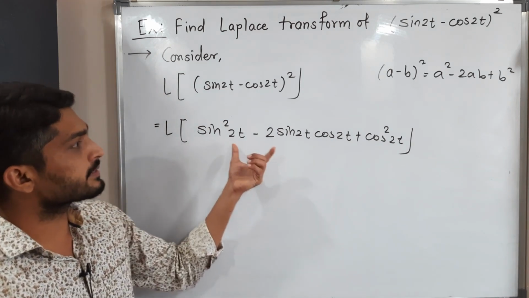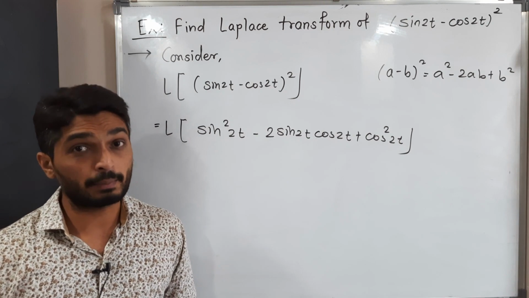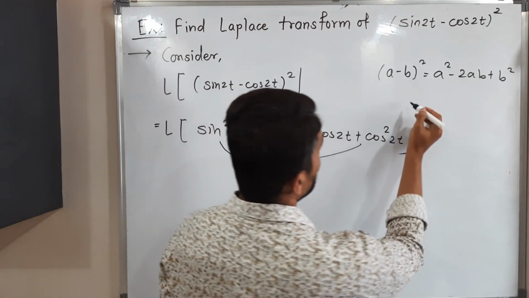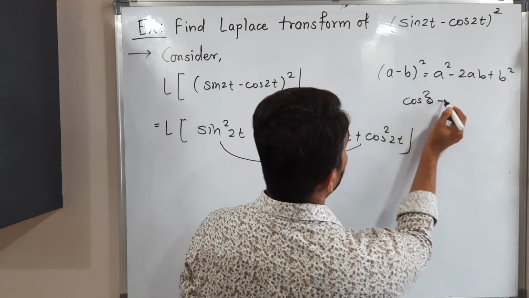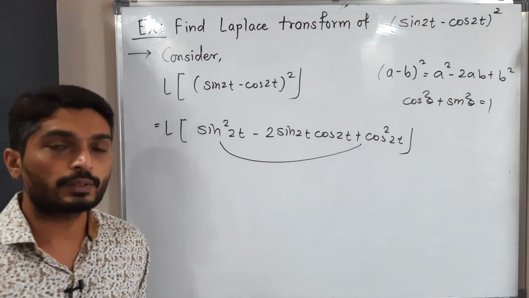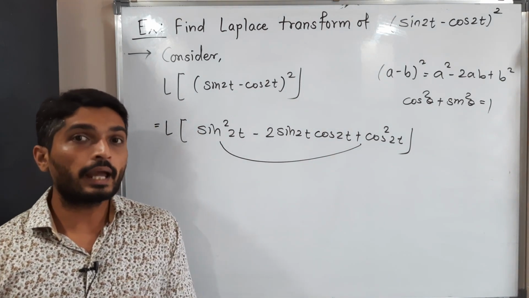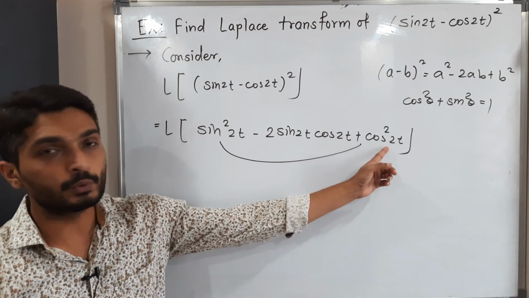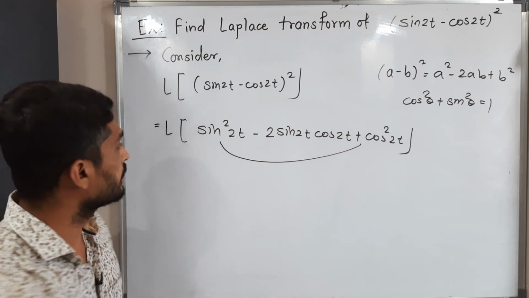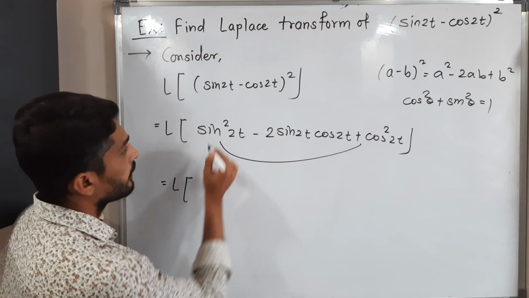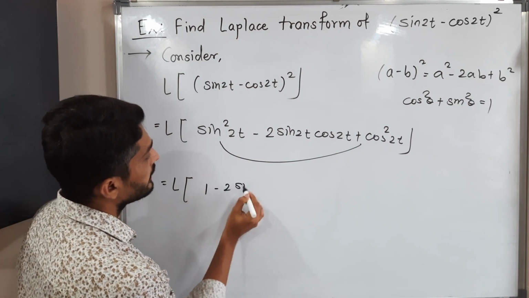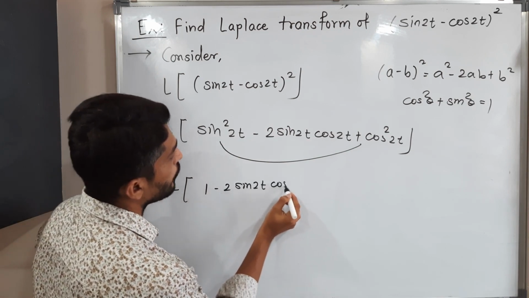So now addition and subtraction are there, we can take separate Laplace, but the very important thing is we have sine square plus cos square. You must know the formula cos square theta plus sine square theta is equal to 1, or sine square theta plus cos square theta is 1. But the angle must be the same. We have the angle 2t here, and here is also angle 2t. So sine square plus cos square we will have 1. So this is equal to Laplace of 1 minus 2 sine 2t cos 2t.